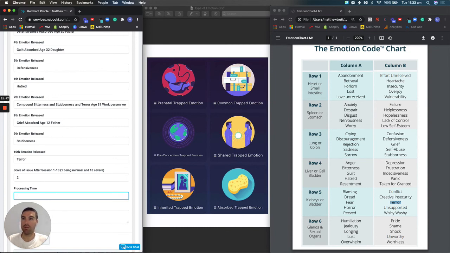So about 20% of the time you'll feel some processing symptoms. Some of those can include fatigue, tiredness, really vivid dreams. The emotions sometimes will come up just out of the blue, and you'll feel like you're having that type of emotion, not so much going through the emotion that was released.